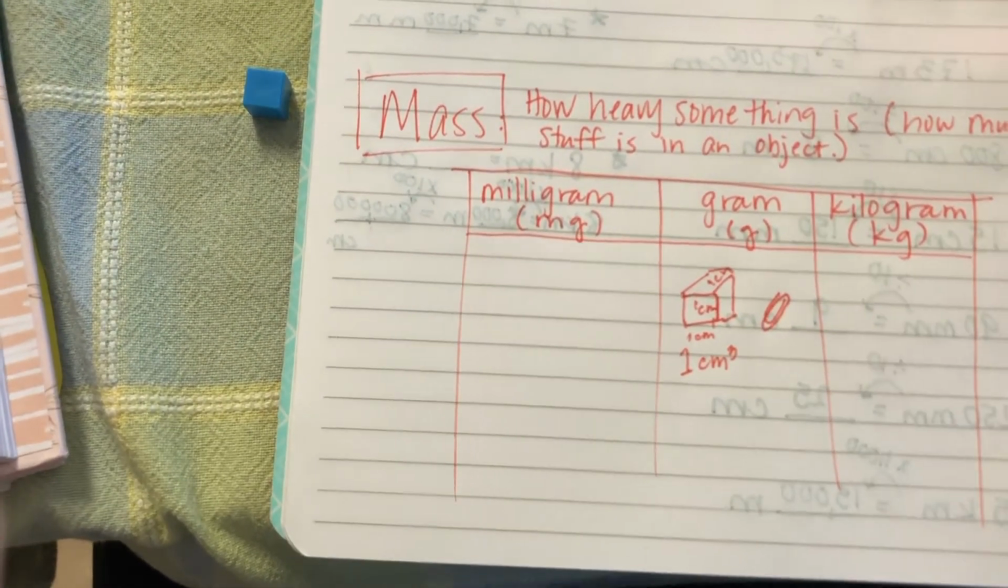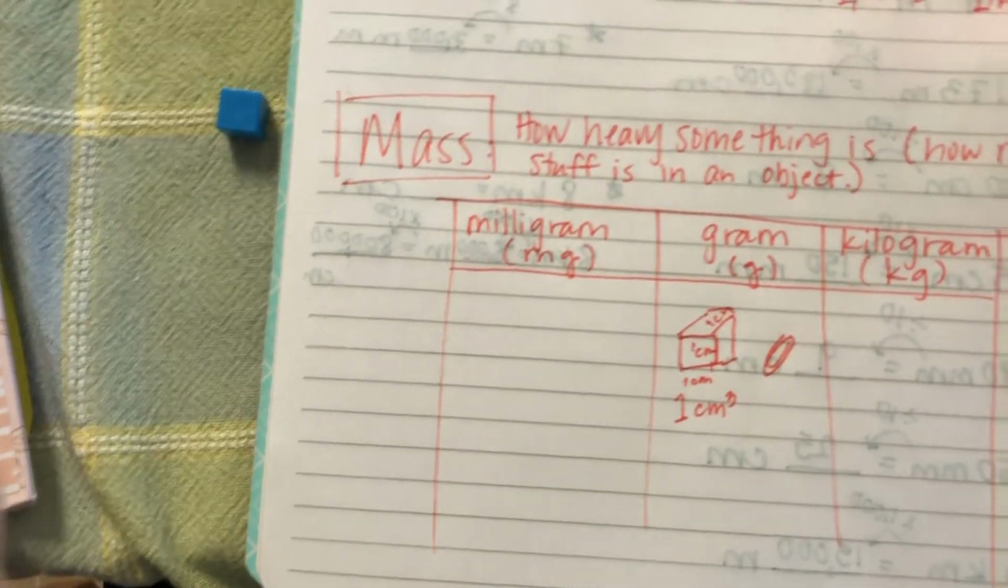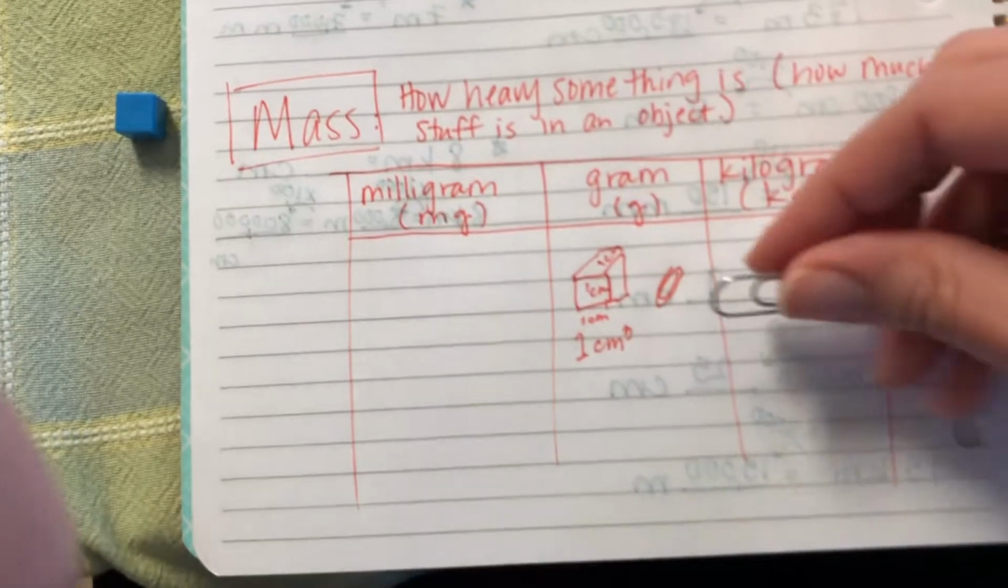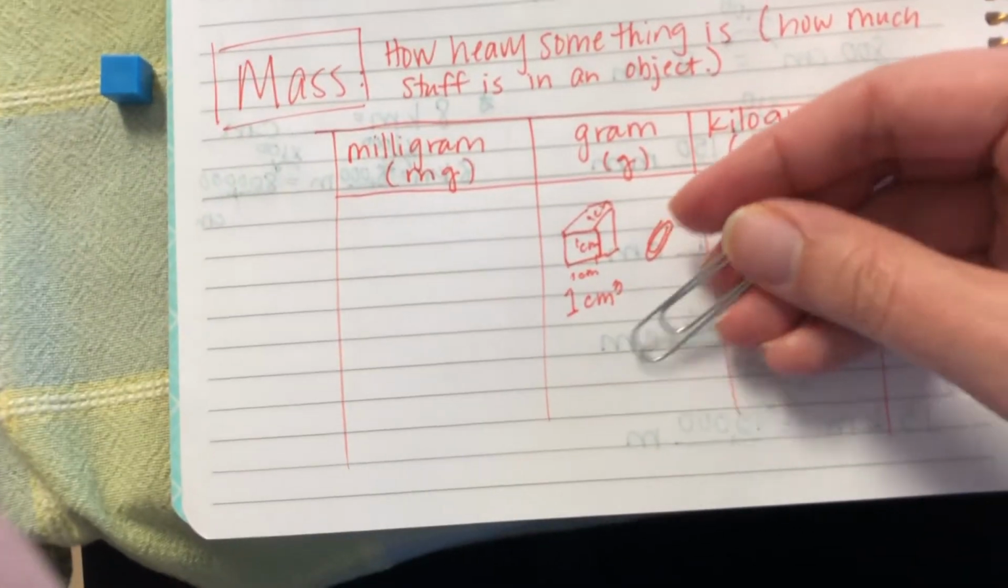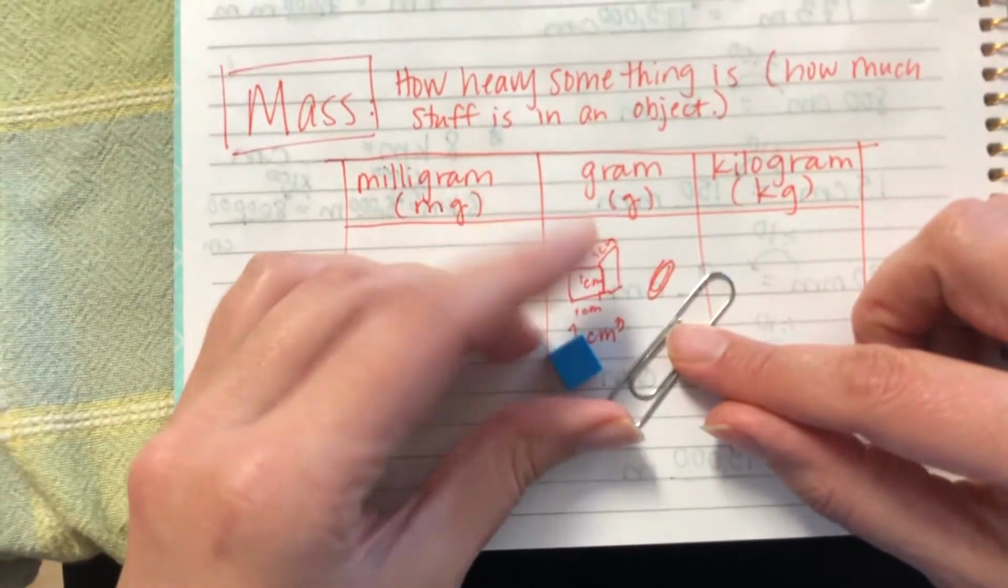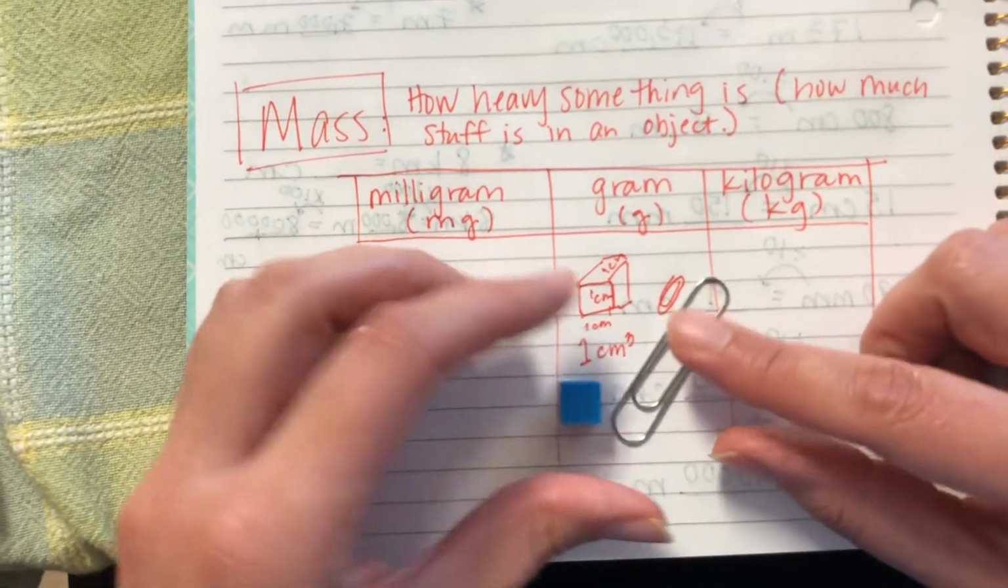You may have seen me use in class. Let's see if I can find one real fast. Here we go. This is about 1 gram. To give you an idea, it's about the same. It might be just a tiny bit more or less, but it's about the same. What else? Oh, about a $1 bill.